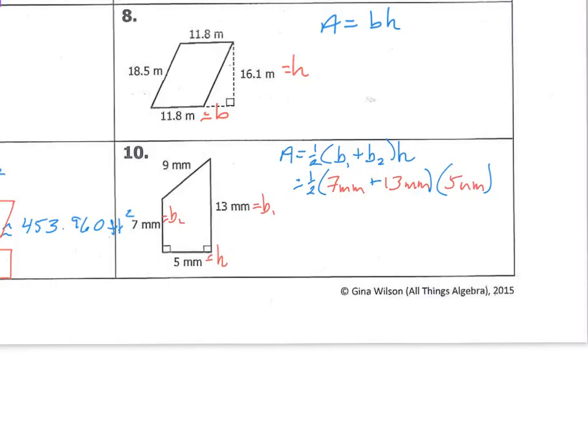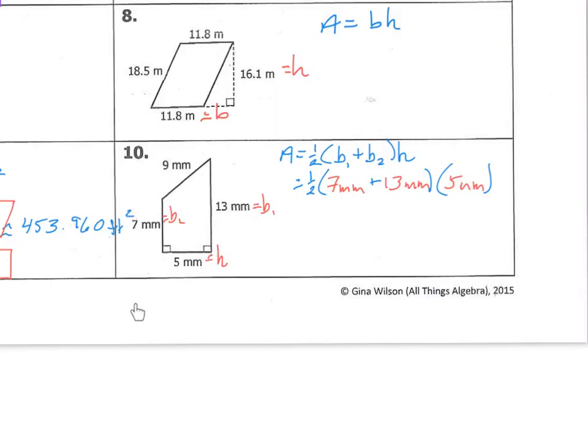Right? Is there a perpendicular measurement to that? What is it? Do you see how 5 is perpendicular to those 2 sides, 7 and 13? Don't make this any harder than you have to. Some of you will try to turn this into a rectangle and then this into a triangle and then try to add those together. There's no need to. This is a trapezoid that's turned on its side.